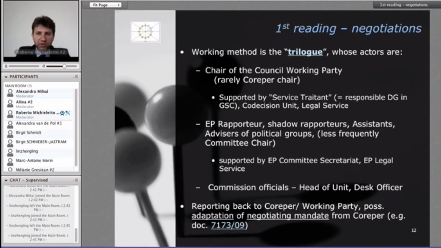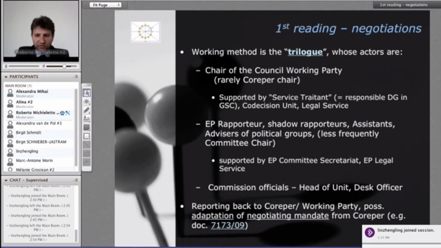Then you also have people in the trilogue from the service traitant, which is people of the Council. There is one administrator for each dossier, for each proposal, who follows the proposal and prepares drafts. So it's called the service traitant. Then we have somebody from the legal service and somebody from the co-decision unit. On the other side, we have the rapporteurs, assistants, and advisors of political groups, and also the so-called shadow rapporteurs. As I said, shadow rapporteurs are rapporteurs from other political groups. They are supported by the EP Committee Secretariat and the Legal Service of the European Parliament.